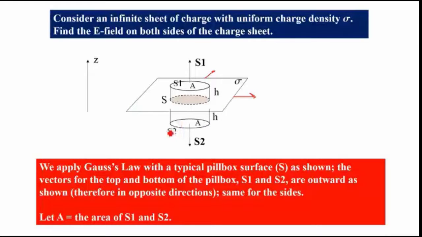If we first define the vectors that represent those surface elements, vector S1 and S2, notice that they are in opposite directions because the vector that you use for the integral for Gauss's law is always coming out of this closed surface. Just remember that on the sides you have ds vectors that point in this direction, normal to that surface. Okay, so A is the area of these end pieces.